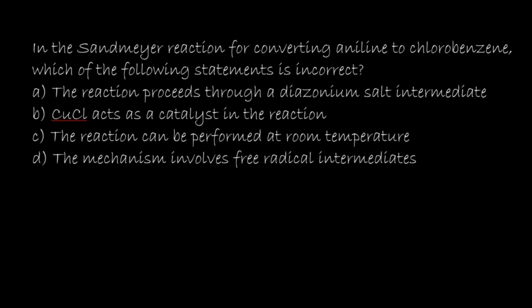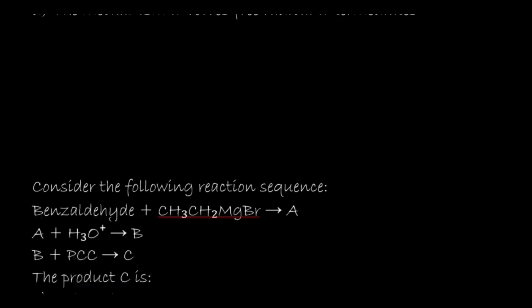Sandmeyer reaction for converting aniline to chlorobenzene. Which of the following statements are incorrect? Reaction proceeds through a diazonium salt intermediate. True. CuCl acts as a catalyst for the reaction. Yes. Reaction can be performed at room temperature. No. The reaction must be maintained at 0 to 5 degrees Celsius because benzene diazonium chloride is not at all stable at room temperature. So which makes option C your right answer.